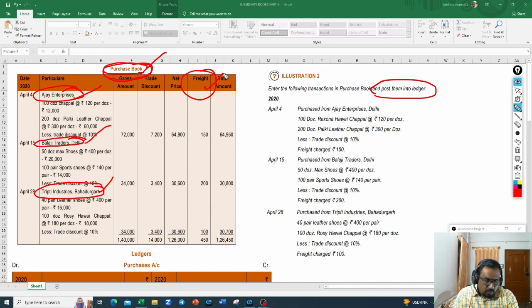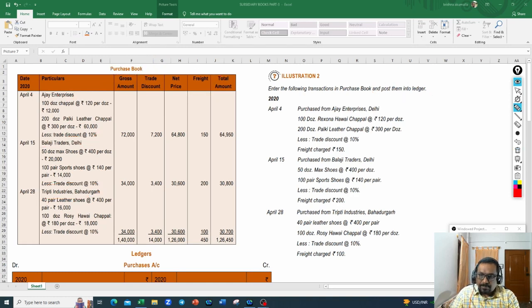These many accounts. 1, 2, 3, 4, 5. These are the five accounts I am supposed to maintain. Five accounts in this particular ledger I need to maintain, not five ledgers. Sorry, one ledger. In this one ledger, five accounts you need to maintain. What are they? Purchase account, Ajay account, Balaji account, Tripti account, and freight account. Clear? Let us go to the ledger now. How the ledgers are being prepared. Let me move this presentation a little bit down.